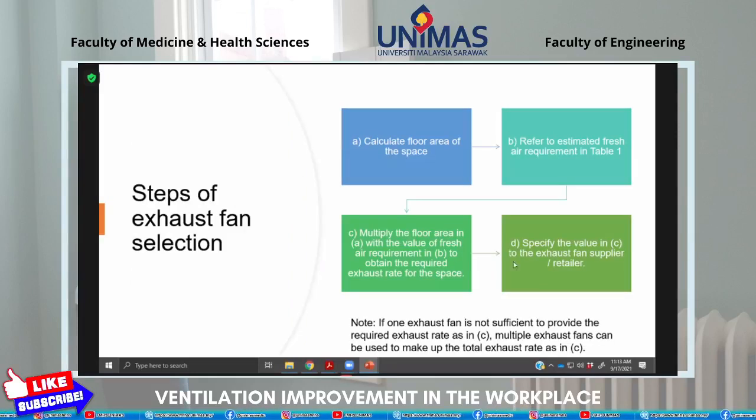Okay, how do we calculate? It's quite simple. How do we calculate the exhaust fan capacity? How do we select an exhaust fan? First, of course, the exhaust fan in this guideline is being calculated based on the floor area. Then we refer to the fresh air requirement in table 1, and after that, we multiply the rate by the floor area, and then we specify the value to the exhaust fan supplier or retailer. Similar to the air cleaner, we can use more than one exhaust fan if one exhaust fan is not sufficient to make up the total volume required.